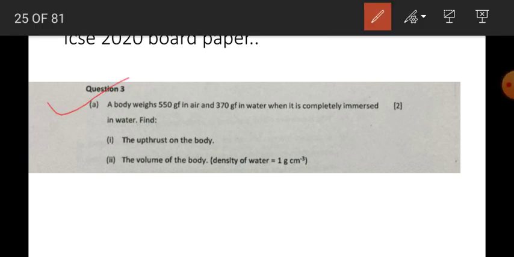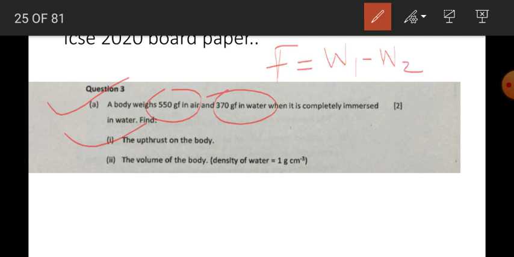A body weighs 550 gf in air, this is the true weight, and 370 gf in water, that is the apparent weight. We need to calculate the upthrust. Upthrust is nothing but real weight minus apparent weight. So I can directly solve it here: 550 minus 370 is 180 gram force. Yeah, 180 gram force.